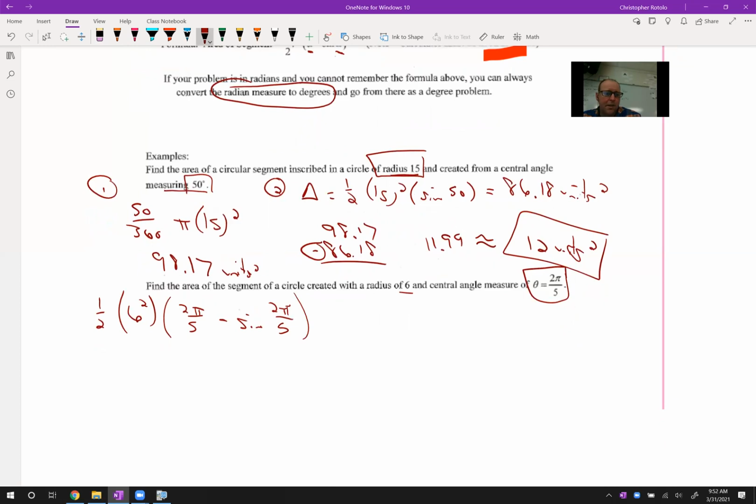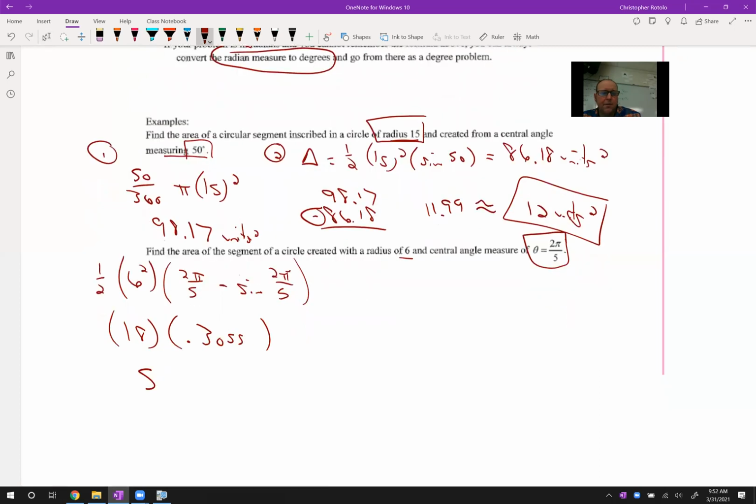All right, so 6 squared is 36. Half of that is 18. So I'm going to give you a number in between here. If I do 2 pi divided by 5 minus sine of 2 pi divided by 5, then we end up with 0.3055, and we're going to multiply those together to get about 5.5 units squared. Okay, so the upside of using that formula is we are done.